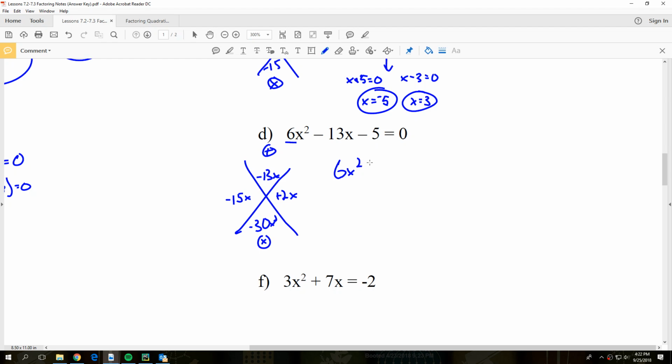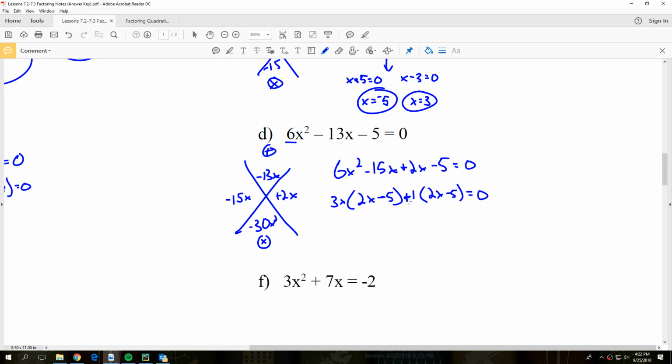So I have 6x squared minus 15x plus 2x minus 5 is equal to 0. Go ahead and factor by grouping. So I am pulling out a 3x here. So I'm left with 2x minus 5. And I'm pulling out, I can't pull out anything here, so I'm going to pull out a 1. So plus 1 times 2x minus 5. It's a good problem there. All right, a lot of students might slip up on that.